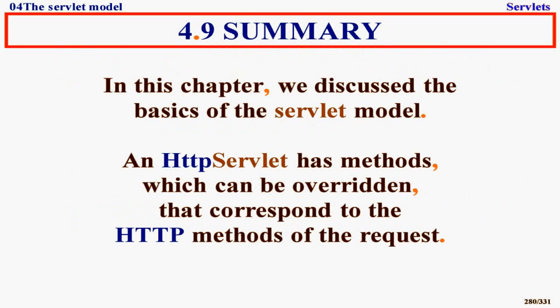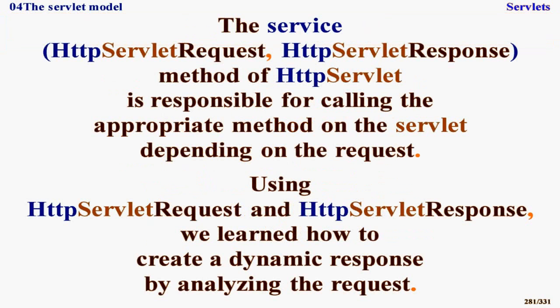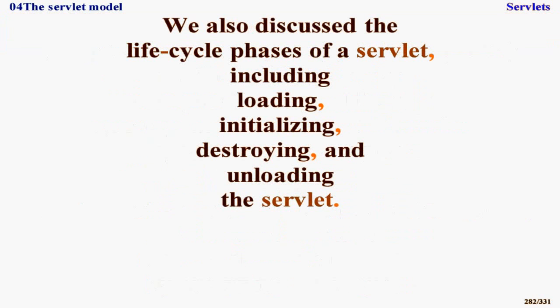4.9 Summary. In this chapter, we discussed the basics of the servlet model. An HttpServlet has methods, which can be overridden, that correspond to the HTTP methods of the request. The service(HttpServletRequest, HttpServletResponse) method of HttpServlet is responsible for calling the appropriate method on the servlet depending on the request. Using HttpServletRequest and HttpServletResponse, we learned how to create a dynamic response by analyzing the request. We also discussed the life cycle phases of a servlet, including loading, initializing, destroying, and unloading the servlet.